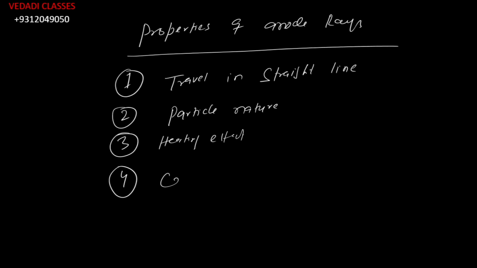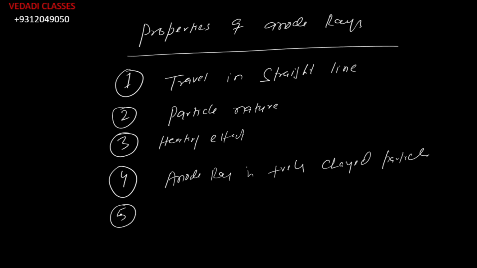What do you write over here? Anode ray is a positively charged particle. And finally it was found what it is: it is a proton. But one more thing is that there is a difference between cathode ray and anode ray: the charge by mass ratio.